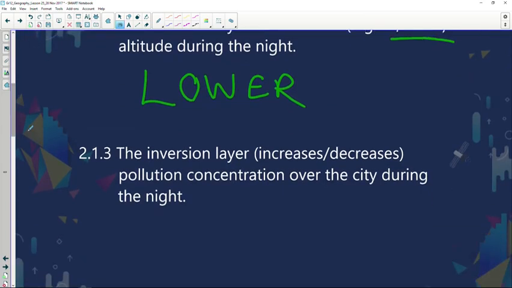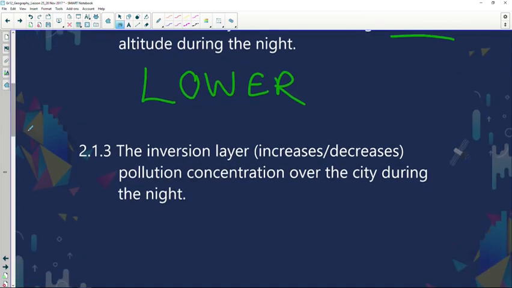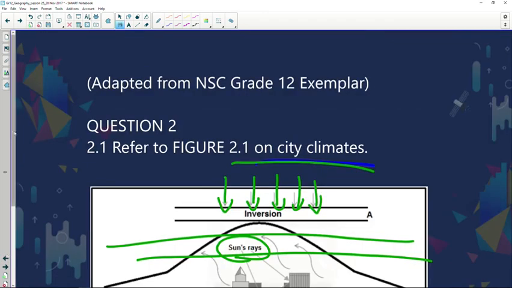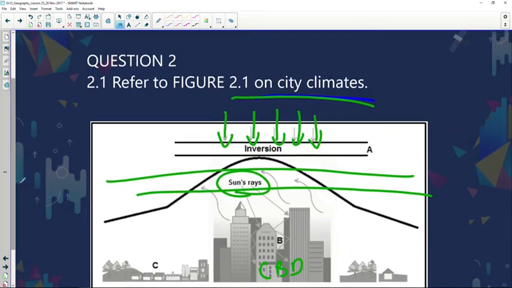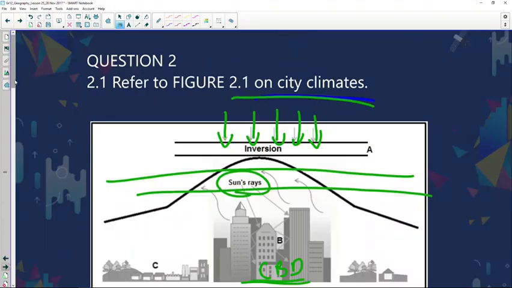If we look at our next question: the inversion layer increases or decreases pollution concentration over the city during the night. Definitely the correct answer is increases, because there's a stronger subsidence taking place and the inversion layer is lower, so all the pollution created by the CBD is trapped below that inversion layer, increasing the pollution levels below the inversion layer. So the correct answer over there is increase.